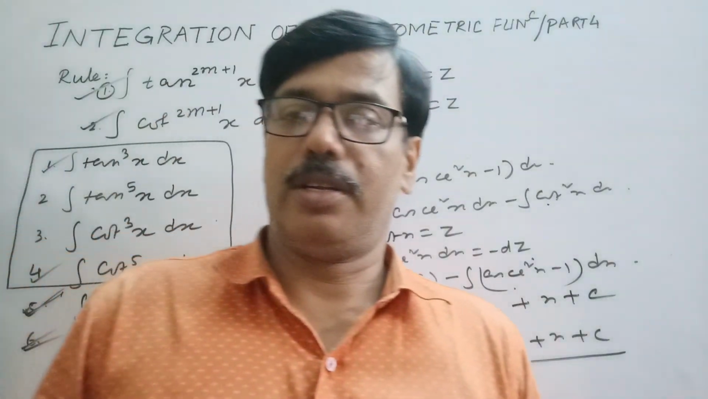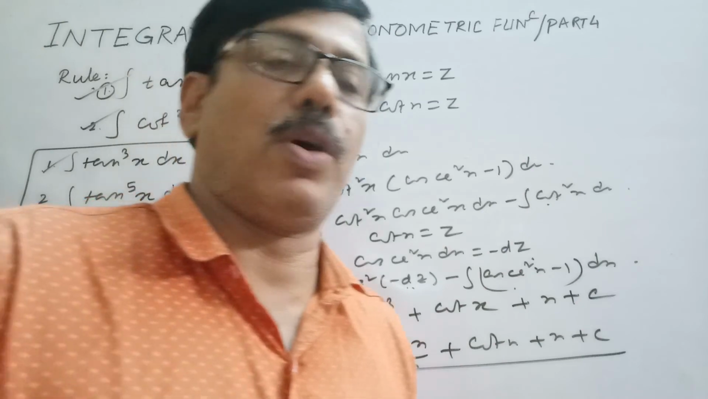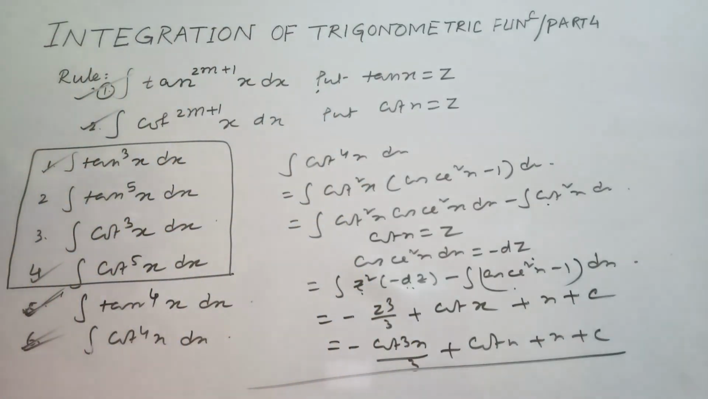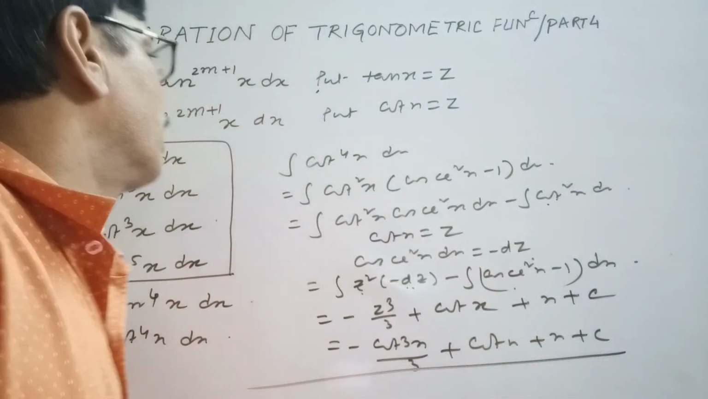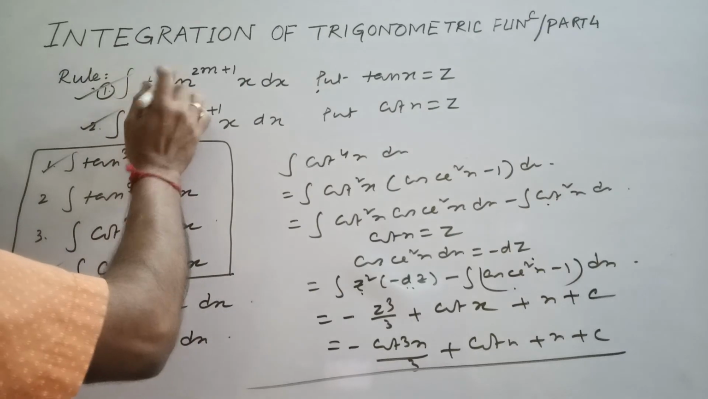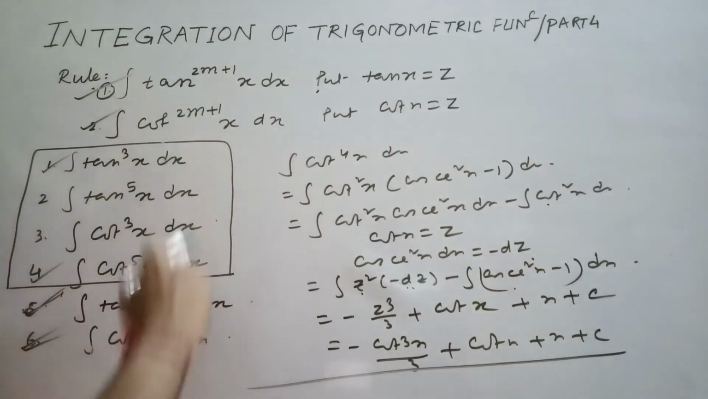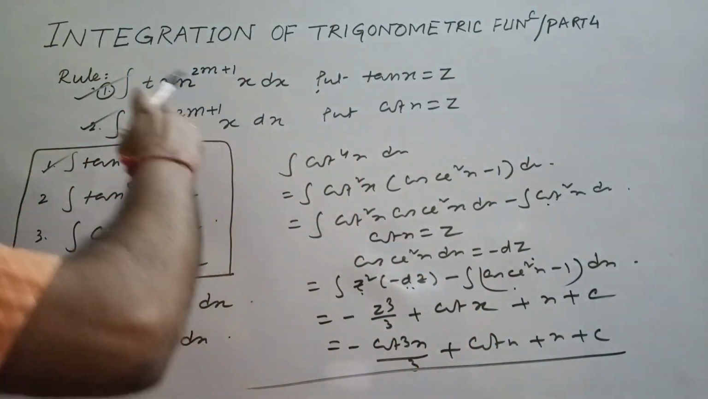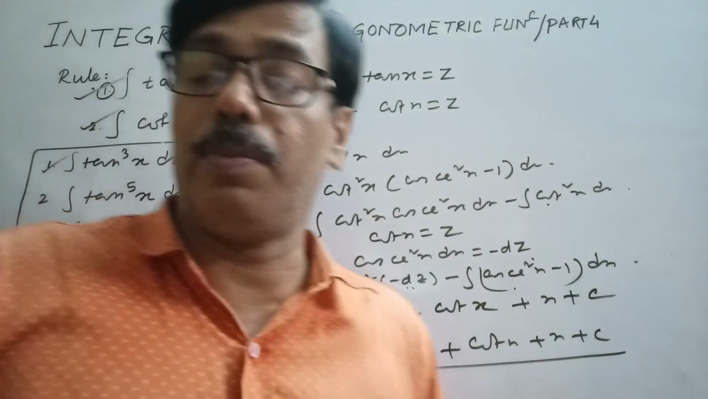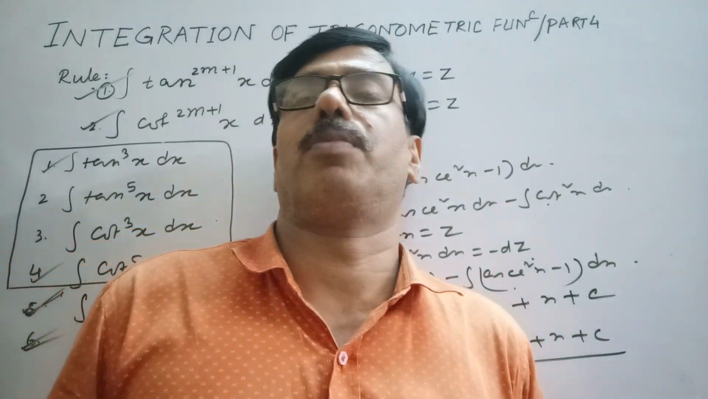So today, through this video, we have discussed how to find the integration of types tan to the odd power and cot to the odd power, and the previous one, any power of tan into even power of sec, and any power of cot into even power of cosec.